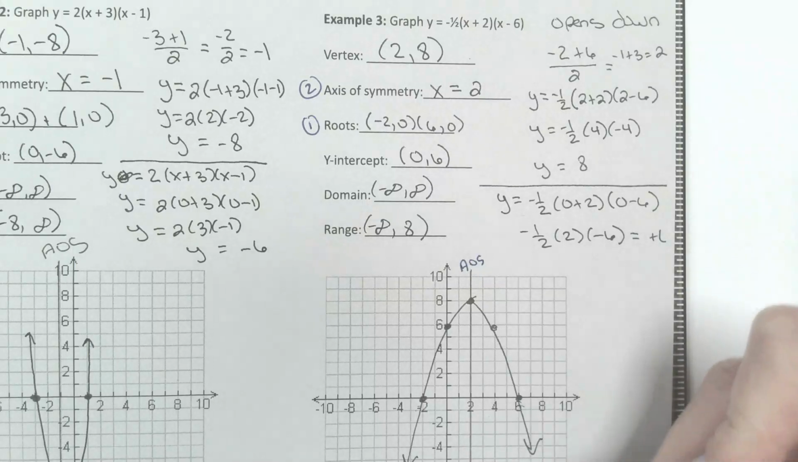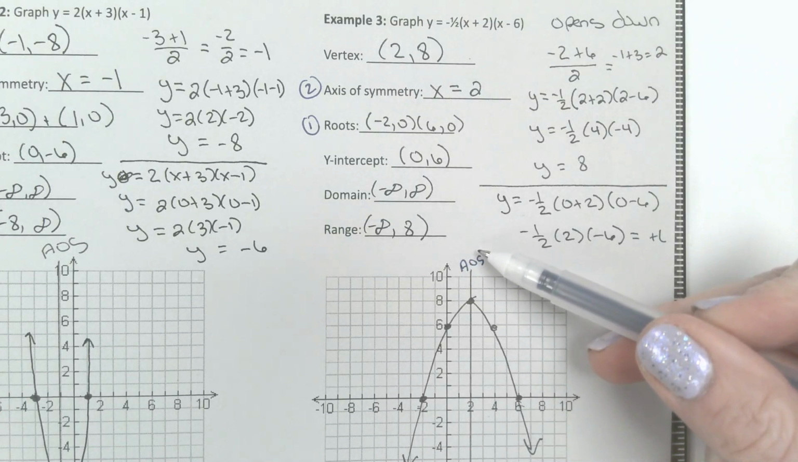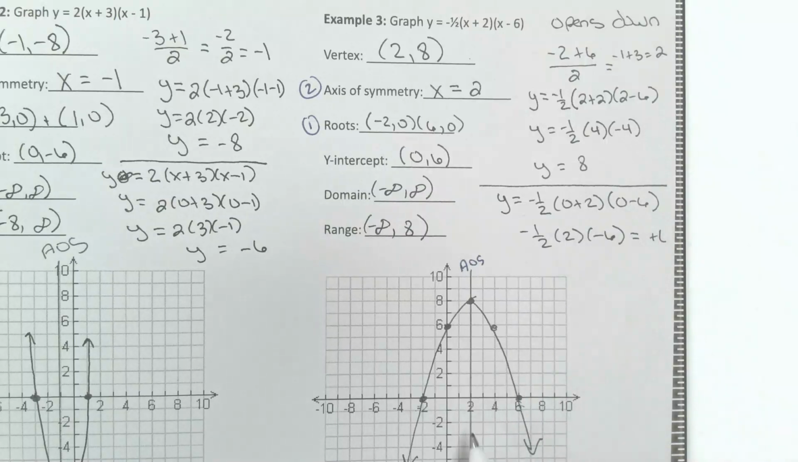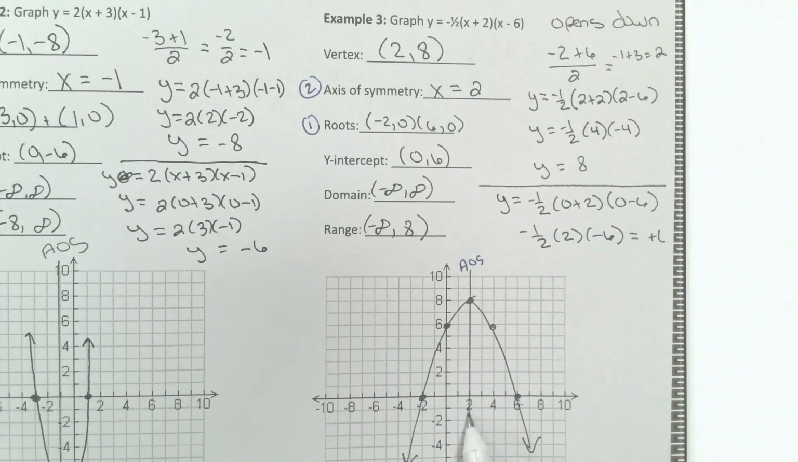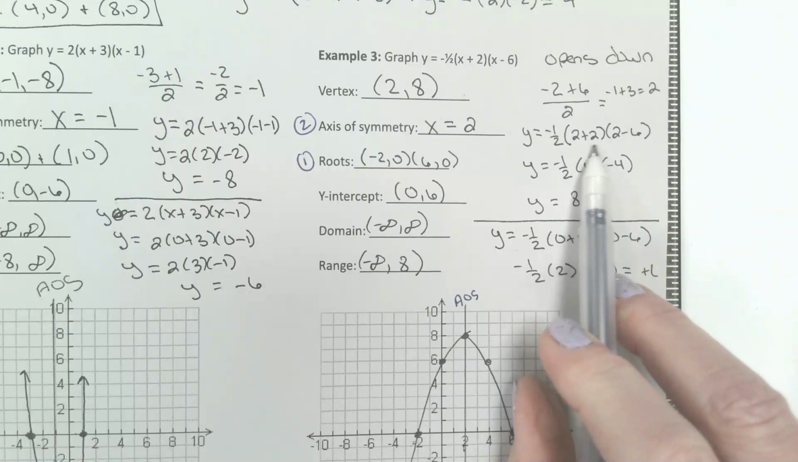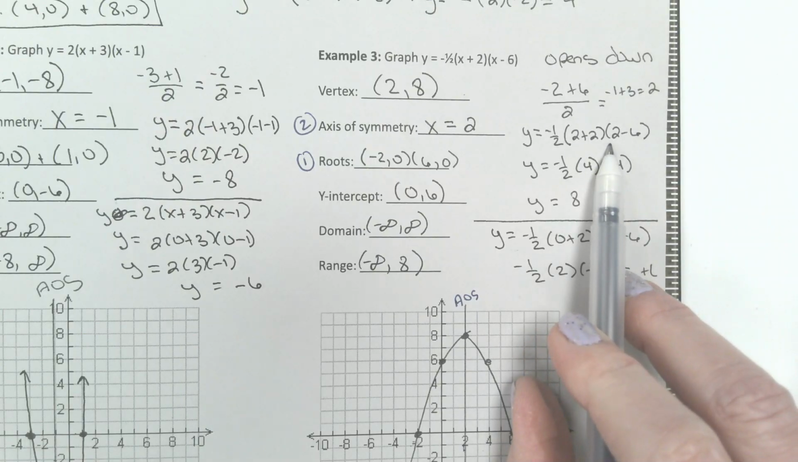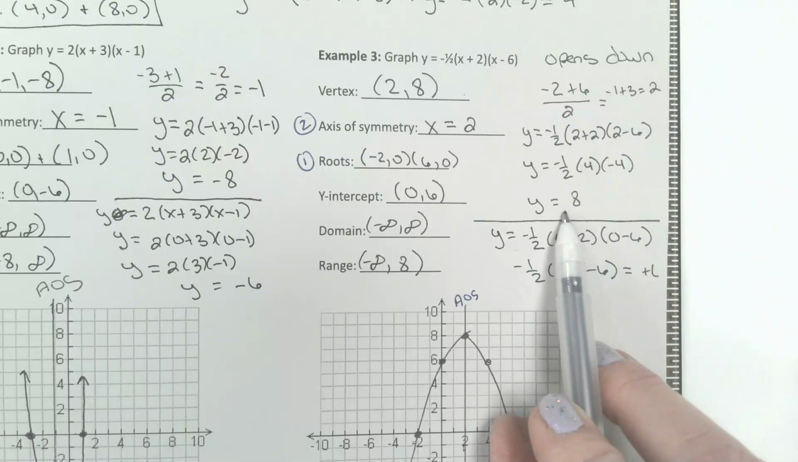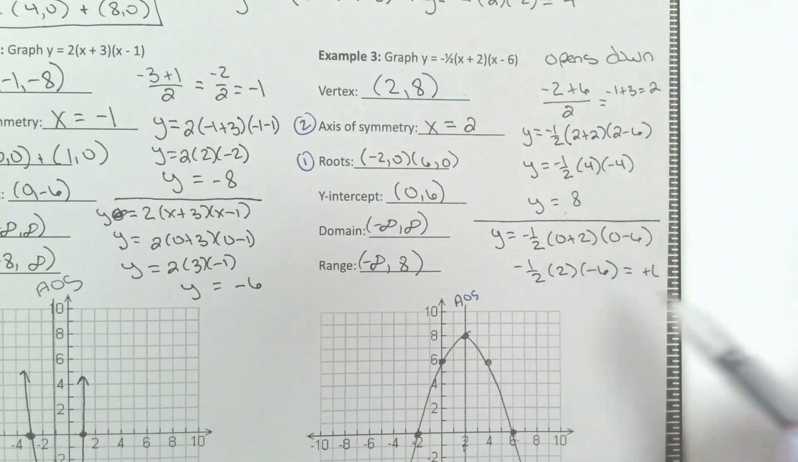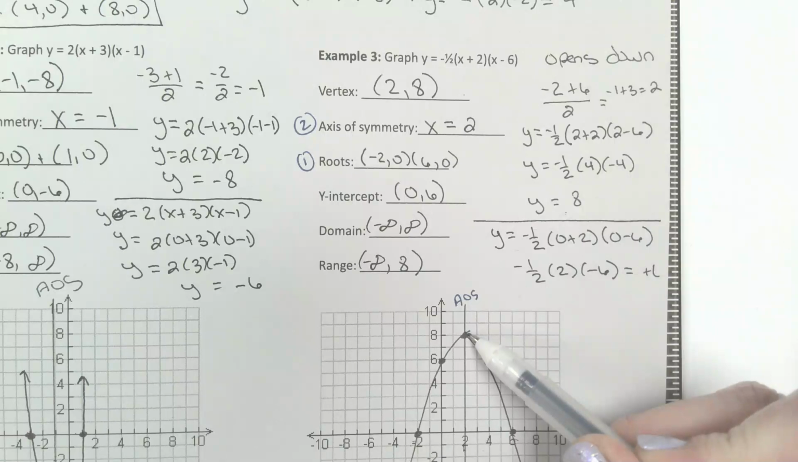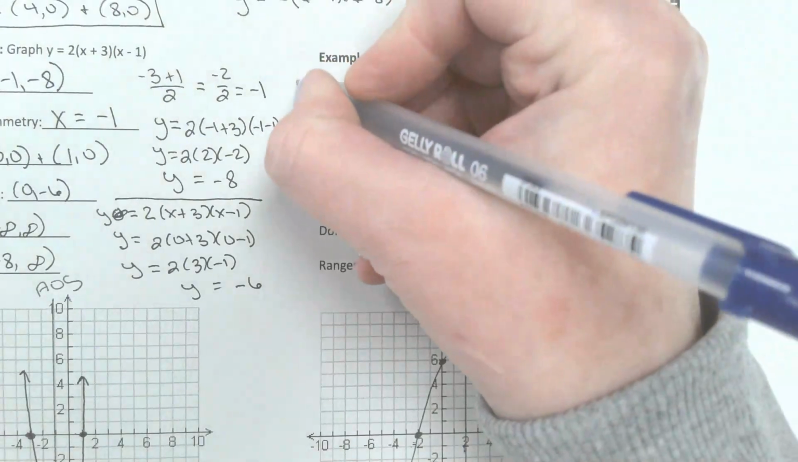So your vertex is somewhere on this line, somewhere. So I took 2 and I plugged it in place of x into my equation. I ran the numbers and I got 8. So therefore I knew that my vertex is here at 2, 8. So that's the third thing I did.